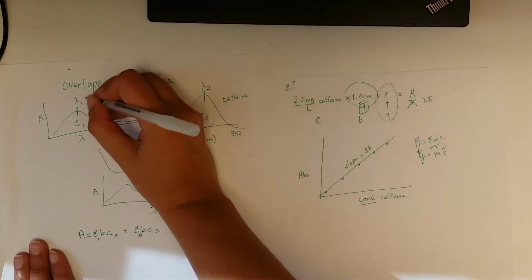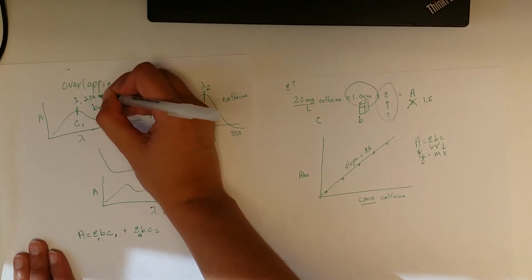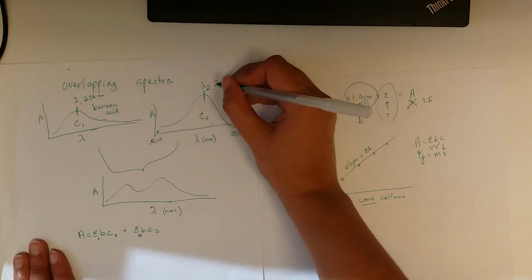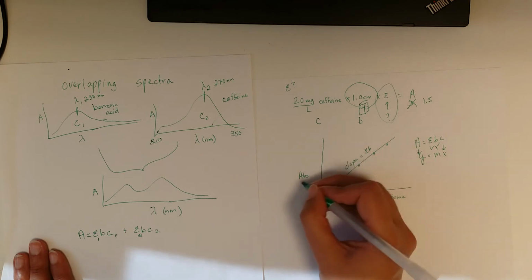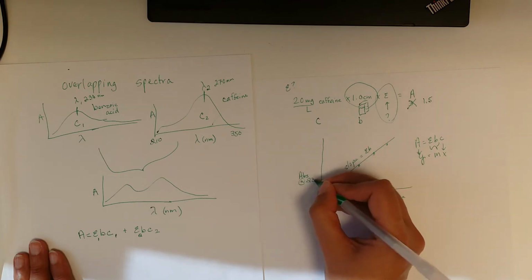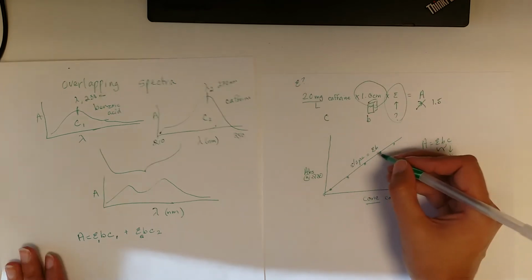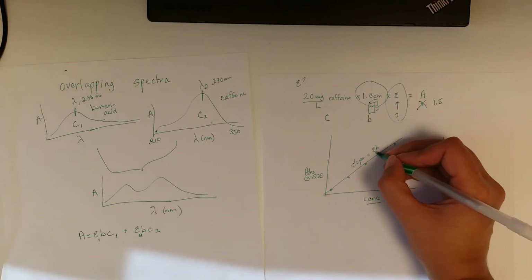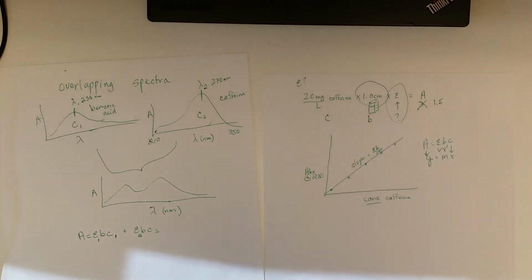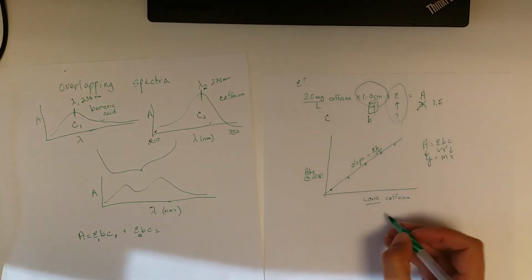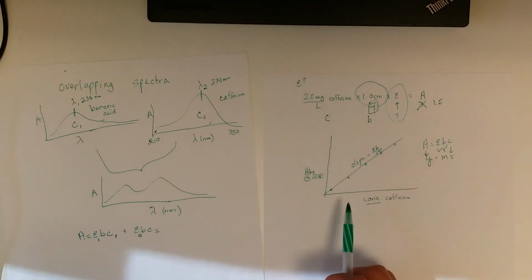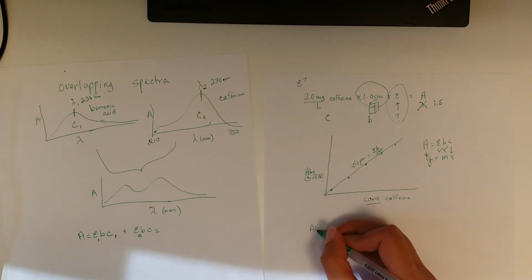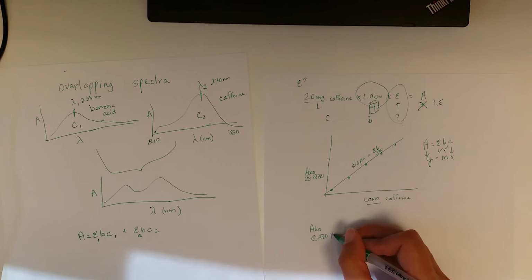So maybe this is 230 nanometers, approximately. This is 270. Then over here, this will be the absorbance at 230, and it'll give you then the absorptivity at 230 nanometers. Now what do you do? You do this 4 times. You're going to have the absorbance at 230 for benzoic acid as well.